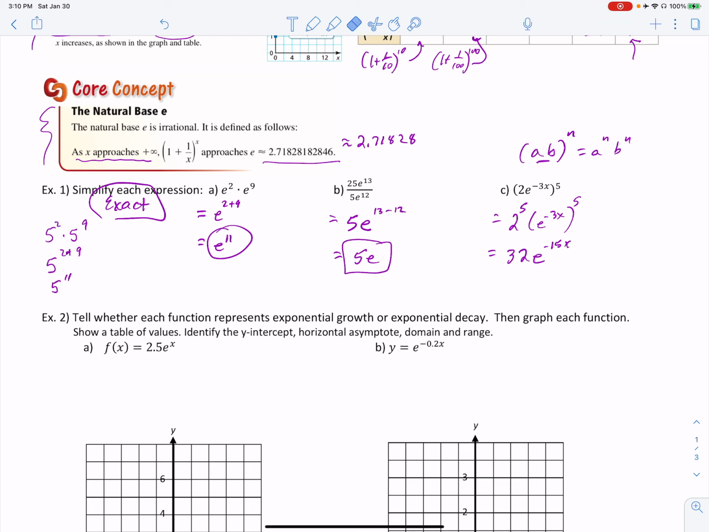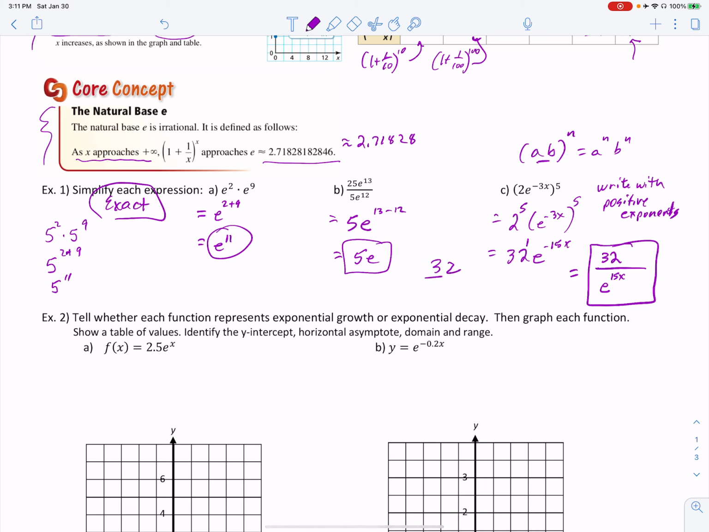But you are going to need to write your final answer with positive exponents. So we are going to say that this is 32. The 32 stays in the numerator. The 32 is to a positive 1. It doesn't have a negative exponent. And drop the e to the bottom, and we have e to the 15x. So be careful on that. Make sure that it's clear, that you don't write it where I can't tell that the 15x is an exponent.